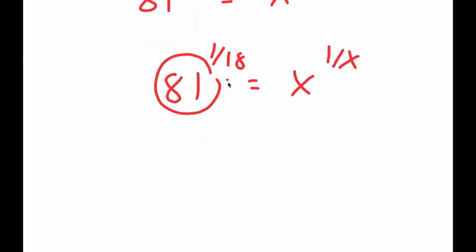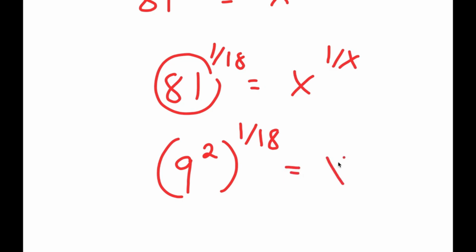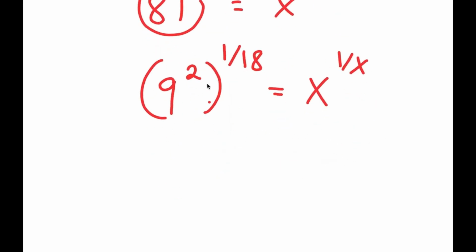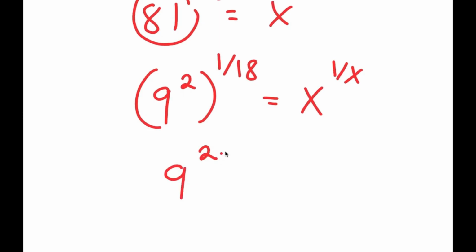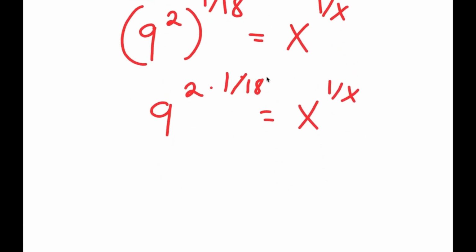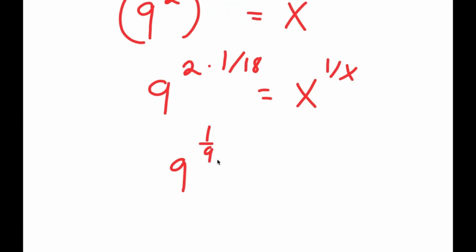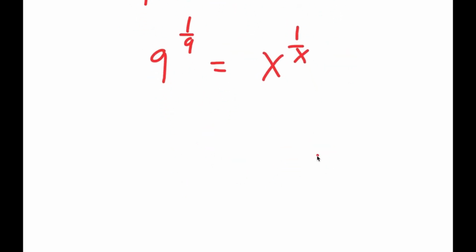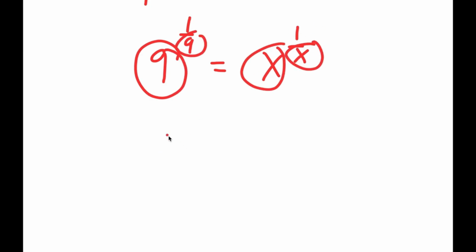Now, 81 here is the same thing as 9 squared. So I'm going to rewrite this as (9^2)^(1/18) = x^(1/x). And now this is the same thing as 9^(2 times 1/18) = x^(1/x). And 2 times 1/18 is the same thing as 1/9. So I get 9^(1/9) = x^(1/x). Now, notice how this is in the form a number to the power of 1 over that same number is equal to x^(1/x), meaning x is equal to this number 9.